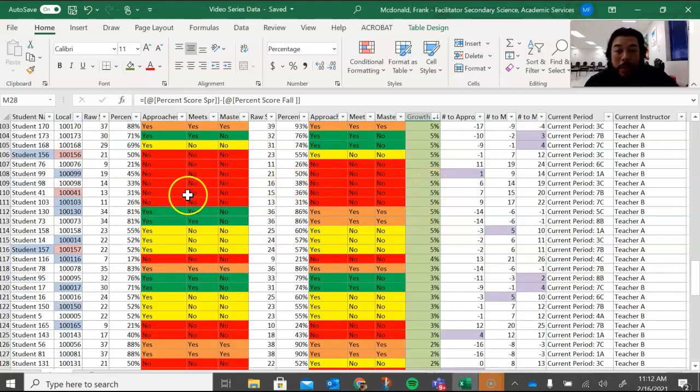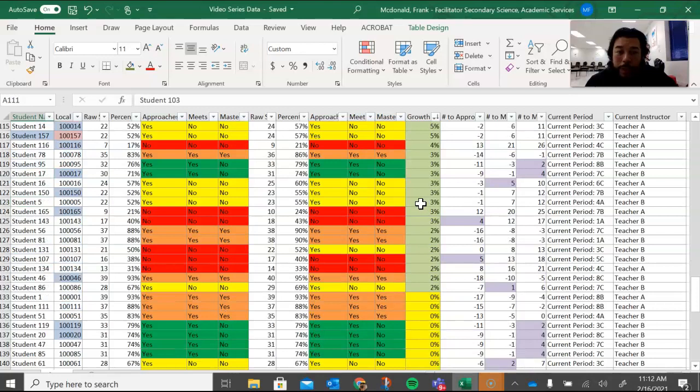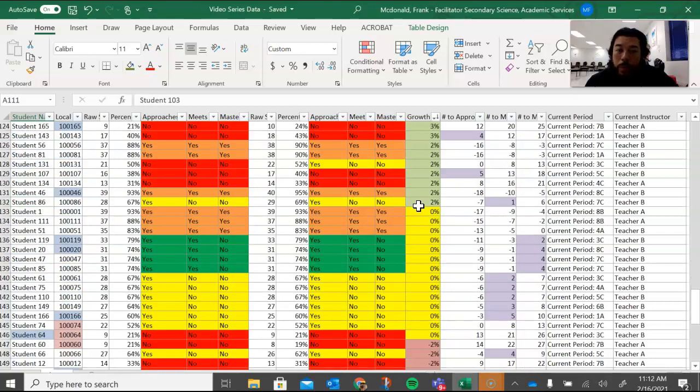Now, as we get down here, we have some red to red with 5 percentage points growth. Maybe we start to ask ourselves, okay, what have we done? What could we do? What has worked for this student? What hasn't worked for this student? Is there anything else that we can try with the students? Those are the questions that we can start to ask as we go through the process.